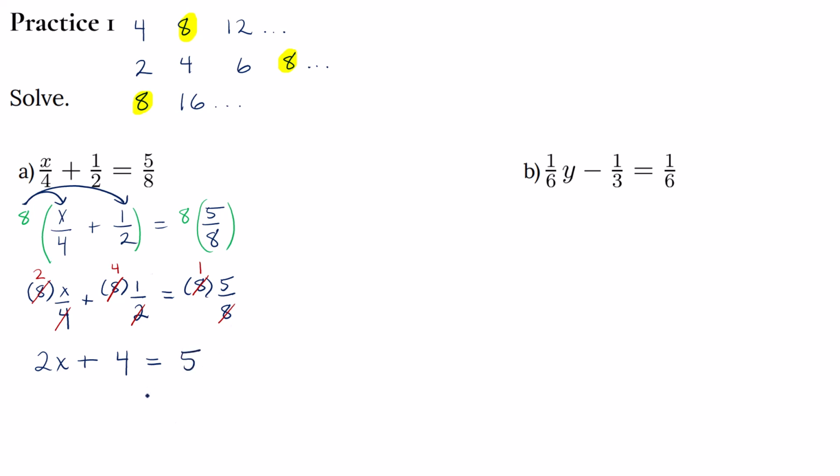And now we can go ahead and solve this just like we've done in the past. Take away 4, 2x equals 1, and divide by 2. X equals, looks like 1 over 2.